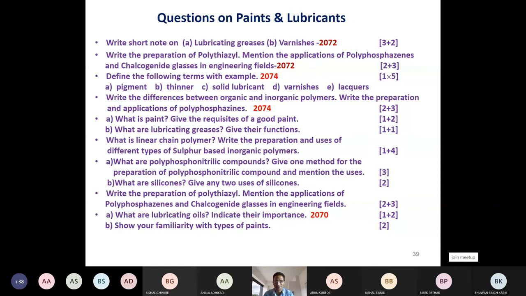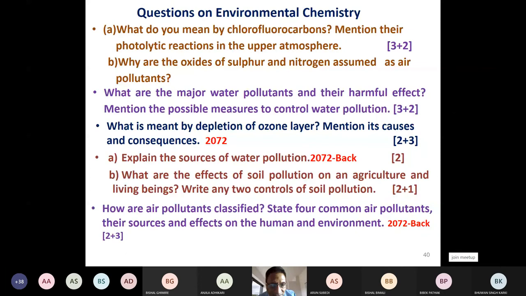And next are the questions on environmental chemistry. In environmental chemistry, most questions will be asked from the air and water portions. What do you mean by chlorofluorocarbon, from the air portion? And mention the photolytic reaction in the upper atmosphere. Write down how chlorofluorocarbon decomposes and destroys the ozone layer.